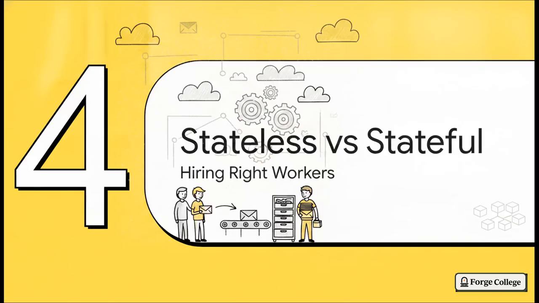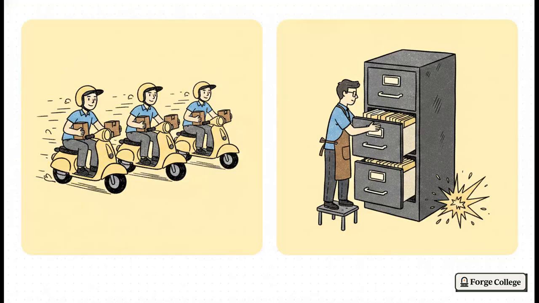Section 4, Stateless versus Stateful Services, Hiring the Right Workers. To build this robust asynchronous mailroom we've been sketching out, you need to understand the tools you're working with. You essentially have 2 very different types of architectural components to choose from.